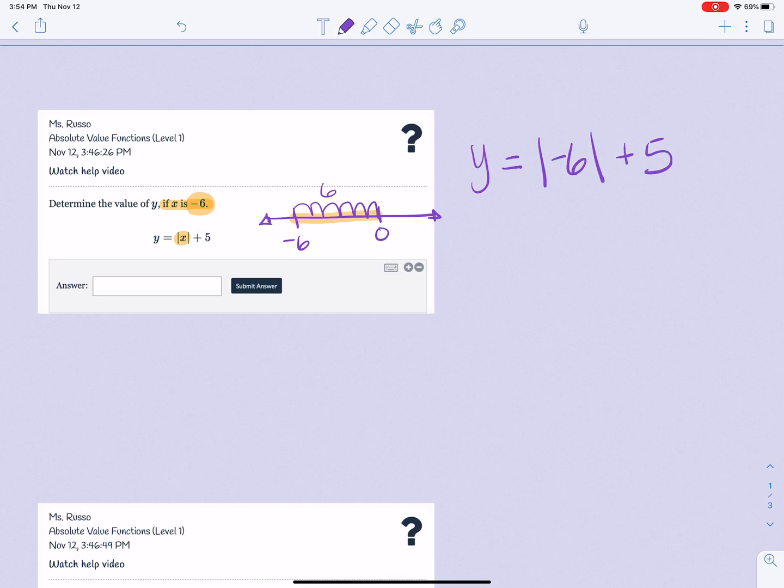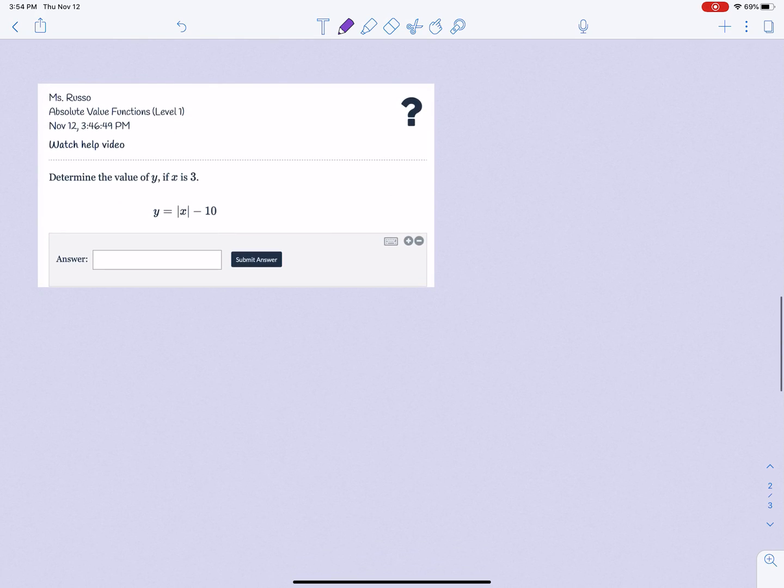And remember, distance is always positive. So that means my absolute value of -6 is +6 plus 5. 6 plus 5 is 11. So I'm going to submit the answer of 11. Okay, one more. Here we go.